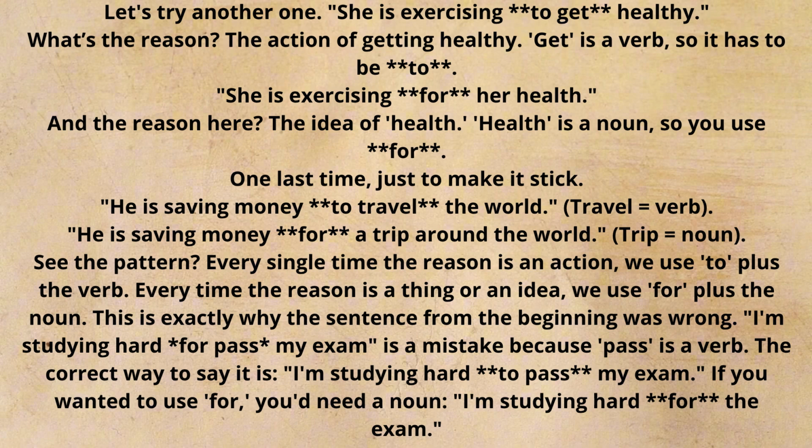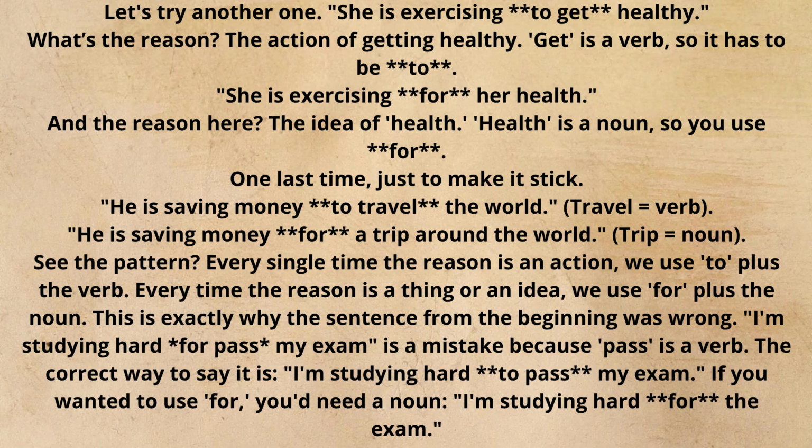One last time just to make it stick. He is saving money to travel the world. Travel equals verb. He is saving money for the trip around the world. Trip equals noun. See the pattern? Every single time the reason is an action, we use to plus the verb. Every time the reason is a thing or an idea, we use for plus the noun.